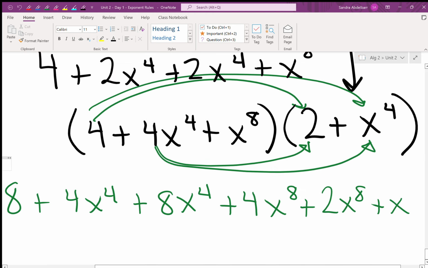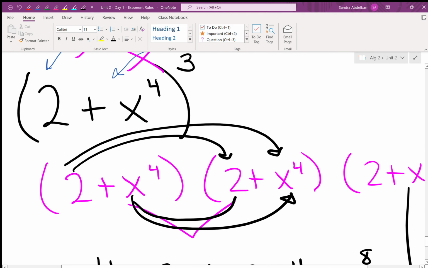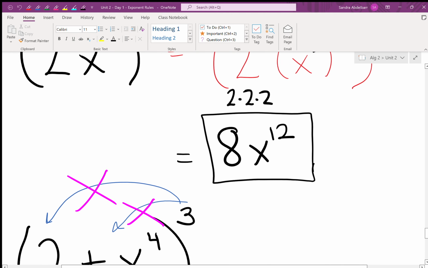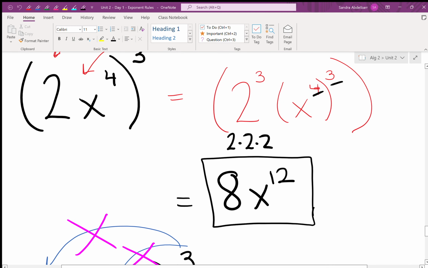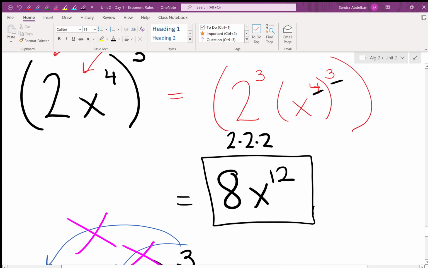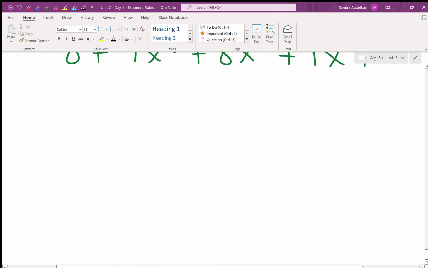Yay, okay. Anyway, do I need to keep going? Do we get the gist of how it's different when you have a monomial being raised to a power versus a binomial or bigger being raised to a power? It's a completely different process. All right, let's step this up a little bit.